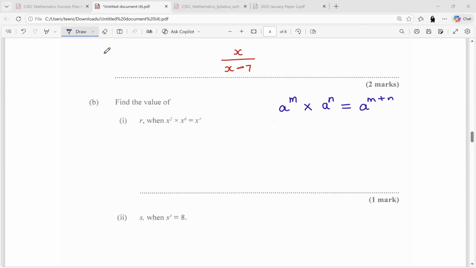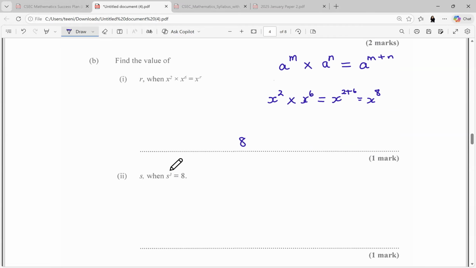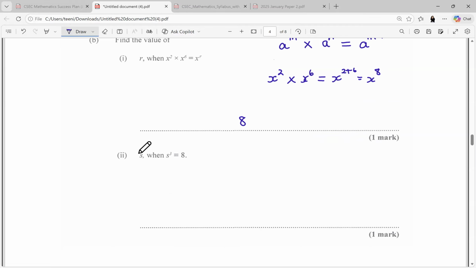Is it x8? Yeah, correct. It'll be x to the power of 8. Good job. Because it'll be 2 plus 6, right? So it'll be x to the power of 8. If you have x to the power of 2 times x to the power of 6, it'll be x to the power of 2 plus 6, which is x to the power of 8. Beautiful. Thank you. And then part 2, find s when s to the power of 3 is equal to 8.